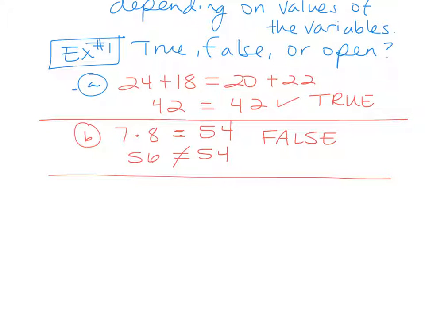Okay, last one. If I say 2x minus 14 equals 54, true, false, or open? Open. We don't know the value of x right now. We could find it, right? We could solve for it, but it's open. It might be true, it might be false. So we would say this is an open equation. We're still looking for a value. Okay? Questions on that?